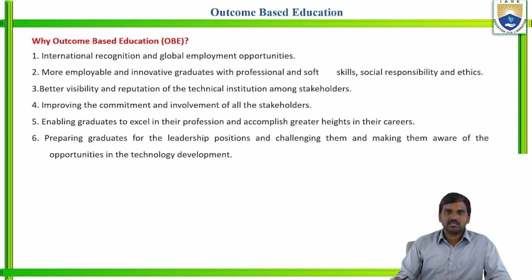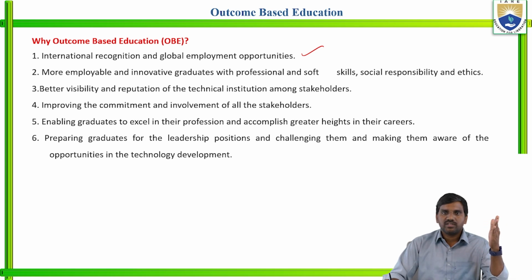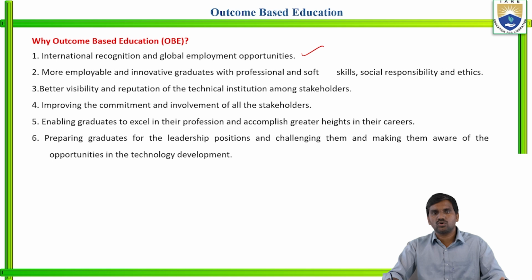And why the outcome-based education system? These are the 6 essential reasons to use it in our institutions. First, international recognition and global employment opportunities. If you want to join a college outside the country, you can search on Google whether it follows outcome-based education policy, or whether it is NBA accredited or follows signatory bodies. That is the essential thing: international recognition and global employment opportunities.